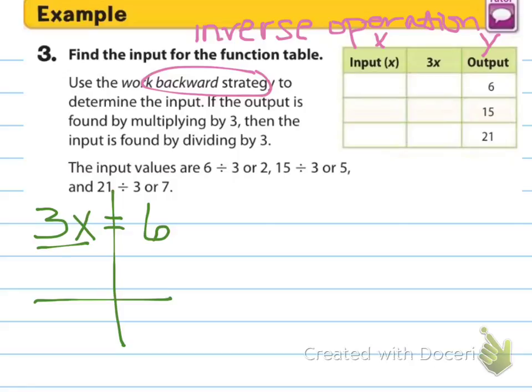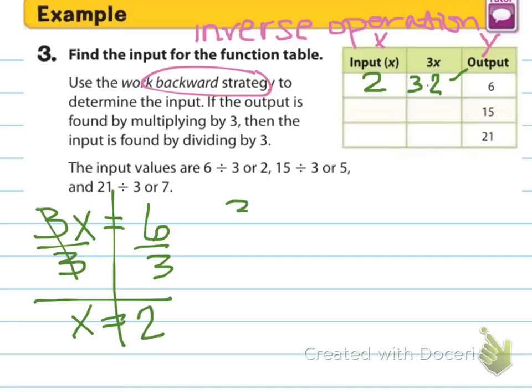We need to do our inverse operation. Divide by 3, divide by 3. That leaves us with just x. And 6 divided by 3 is 2. So I find out that my value for x is 2. That means my output value is 6. And if I want to check that, I just plug it in to this equation. And I've got 3 times 2 is 6. Check mark.